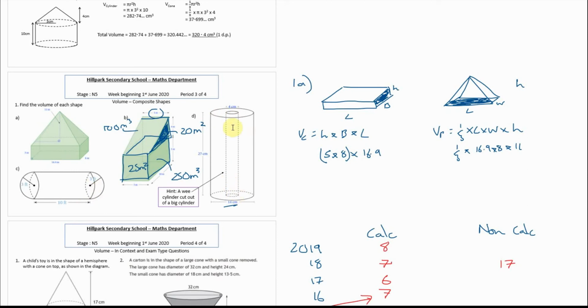And for this, you could do it two ways. You could have said pi r squared of the big circle, take away pi r squared of the small circle, and then times that by the height. Or you could say pi r squared times the height for the big cylinder, and then take away pi r squared times the height of the smaller cylinder. So you can do big cylinder take away small cylinder, or big circle take away small circle, times by the height. Okay, very, very good. I like those.